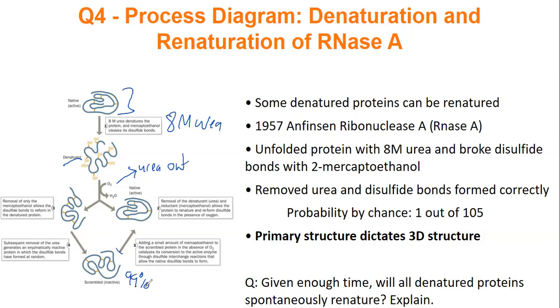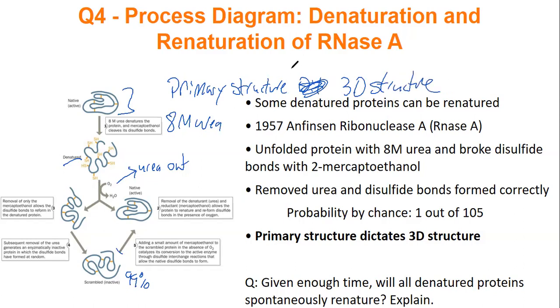What this tells us is that primary structure, and this goes along to the question we asked about randomly putting amino acids together, primary structure dictates. I don't know how to spell dictates. I didn't study English. Primary structure dictates 3D structure. That is, a protein has all the information it needs in its primary structure to create its secondary, tertiary, and quaternary structure. Now, his theory is right. His idea is right, and that primary structure dictates this.